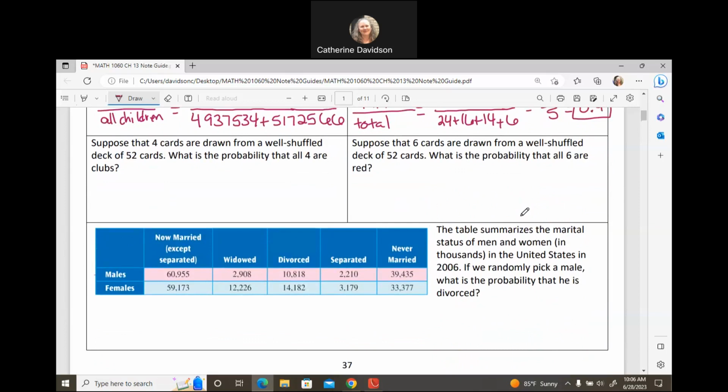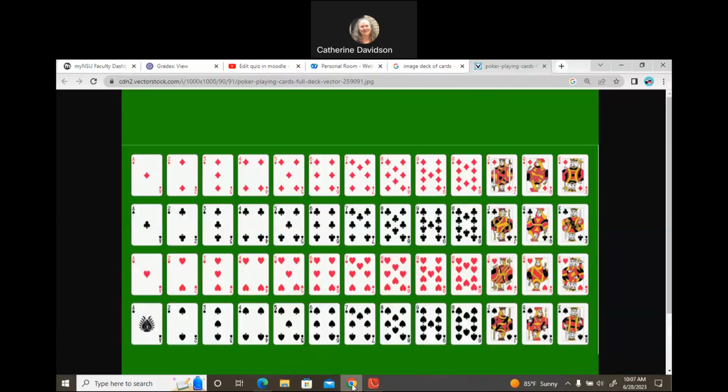Suppose 4 cards are drawn from a well-shuffled deck of 52 cards. What is the probability that all 4 are clubs? Okay, so you can Google deck of cards image. This is the one that I like.